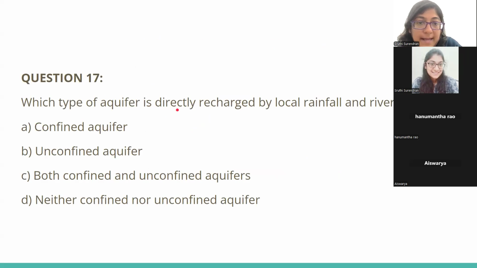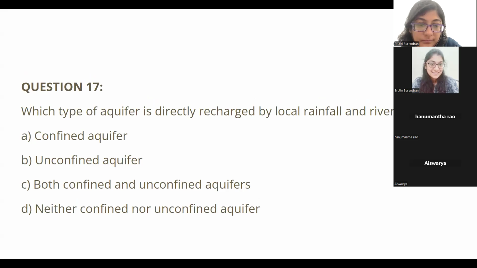Now, which type of aquifer is directly recharged by local rainfall and rivers? We had already dealt with the question that is associated with this. So, which aquifer? Is it a confined aquifer? How does it get recharged? Unconfined aquifer? How does it get recharged?